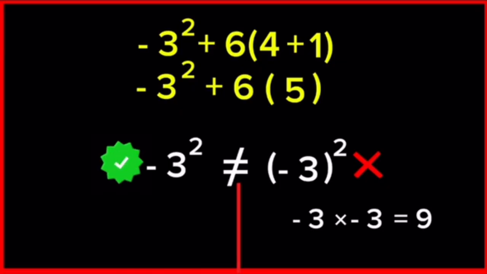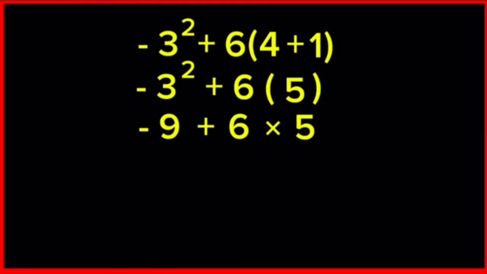Our problem is negative 3 squared without parentheses around the negative 3, which means the exponent only applies to the 3. So really we should think of this as the negative of 3 squared. First we calculate 3 squared, which is 9, and then we apply the negative sign, giving us negative 9. So now our expression becomes negative 9 plus 6 times 5.